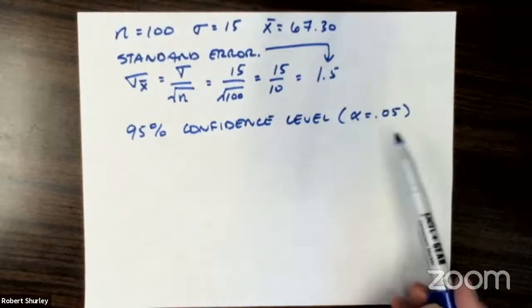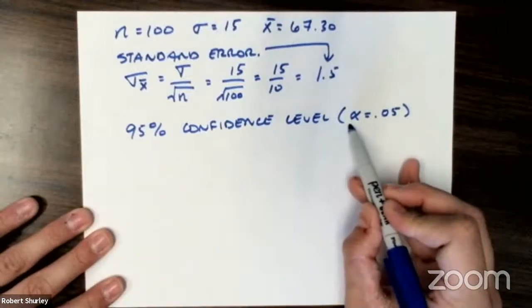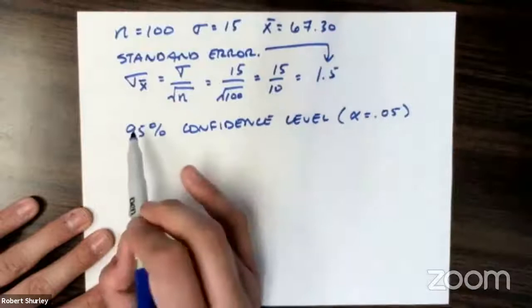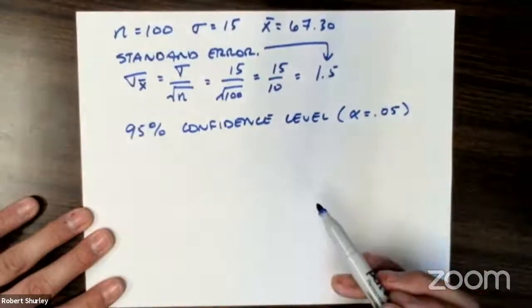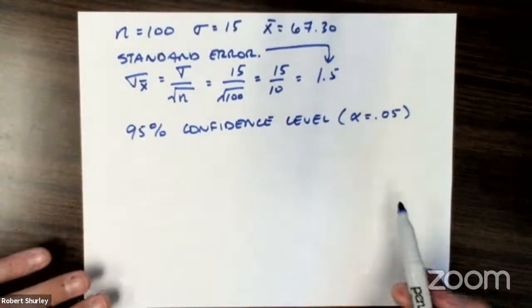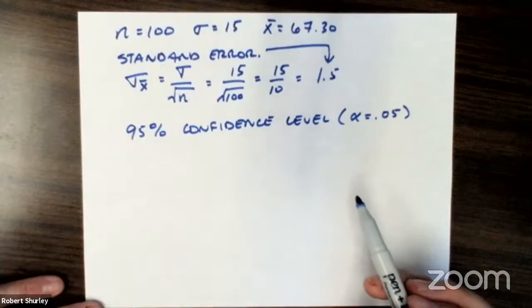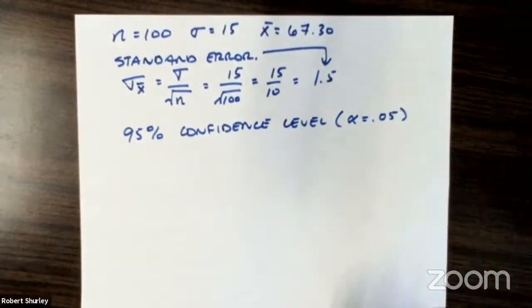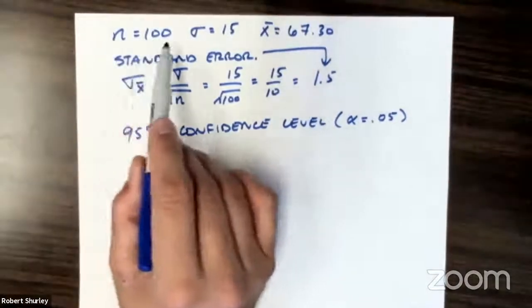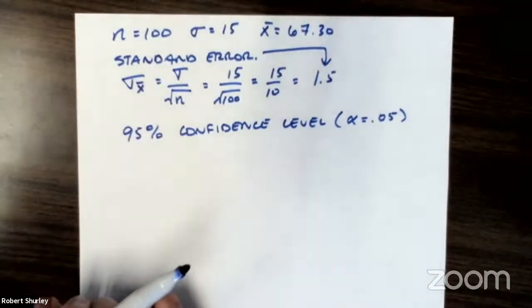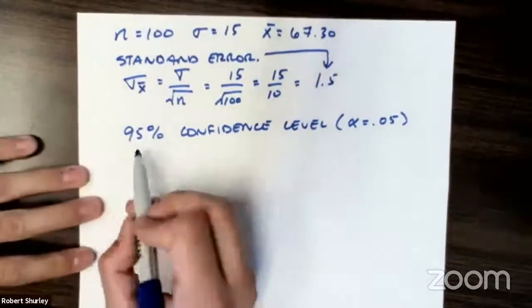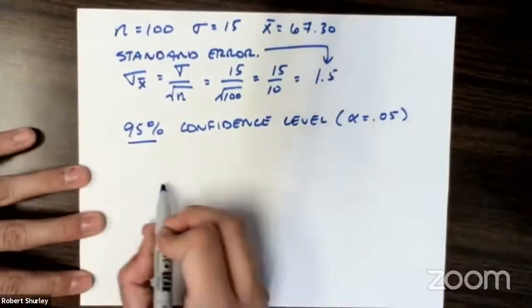I'm going to bring in this alpha level stuff. Alpha is the Greek letter alpha. So alpha equals 0.05 means that we have 95% confidence. Now we begin with the normal curve, because we can use the normal curve because of the high level of n, and then we need the z-scores for 95% confidence.